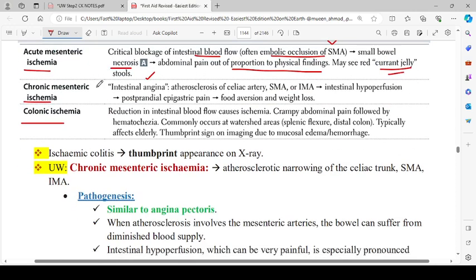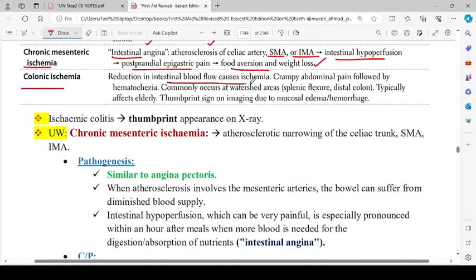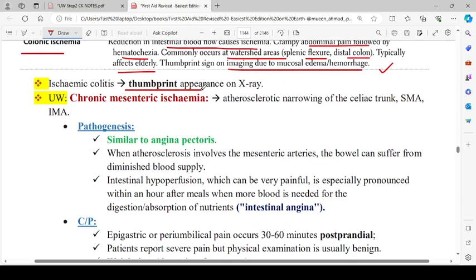The chronic mesenteric ischemia or intestinal angina is caused due to atherosclerosis of the celiac artery, superior mesenteric artery, or inferior mesenteric artery that leads to intestinal hypoperfusion, postprandial epigastric pain, food aversion and weight loss. In colonic ischemia, reduction in the intestinal blood flow causes ischemia, crampy abdominal pain followed by hematochezia, commonly occurring at watershed areas like the splenic flexure of the distal colon, typically affecting the elderly, with a thumbprint sign on imaging due to mucosal edema and hemorrhage.